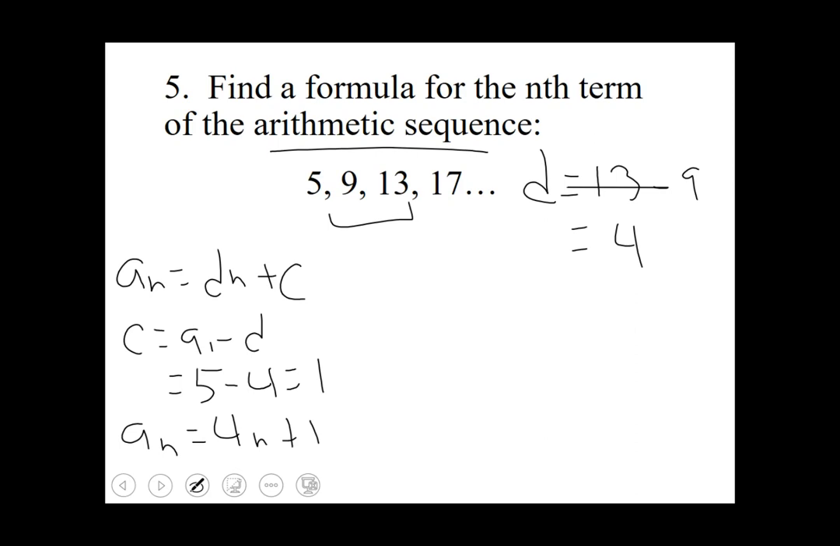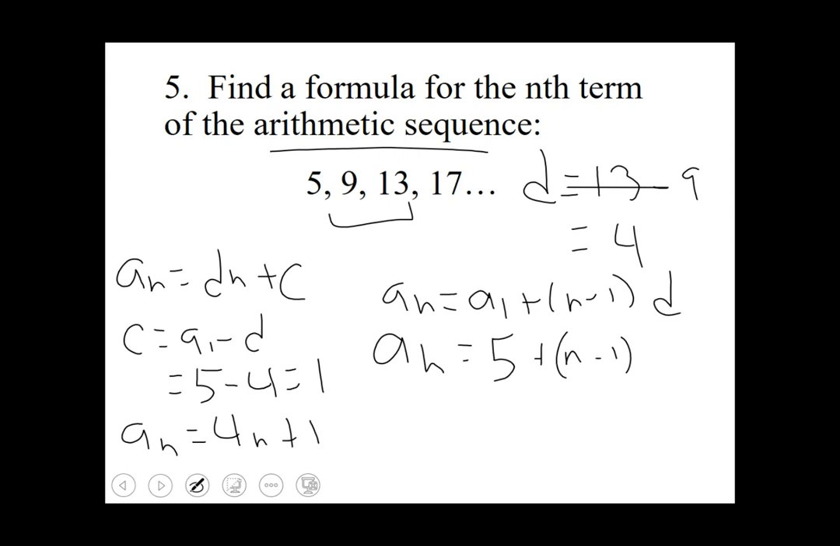Let me go ahead and show you another way. So if we're going to use the alternate form of the equation, then we're going to say a sub n equals a1 plus n minus 1 times d. Again, this is also quite simple because we know the first term, which is 5. We're going to leave n minus 1 as n minus 1 and then plug in the common difference 4.